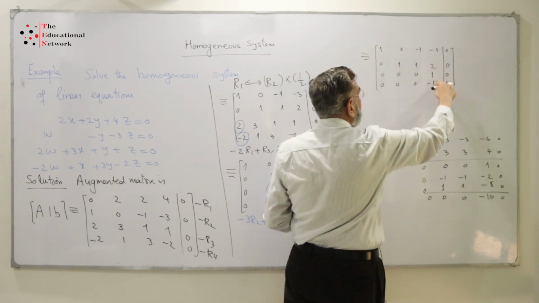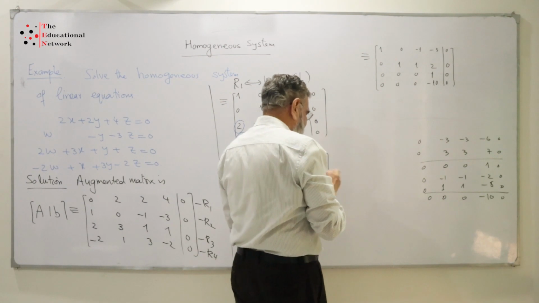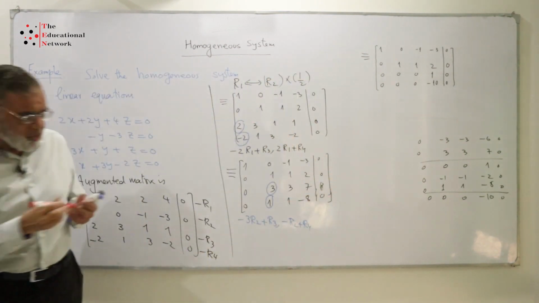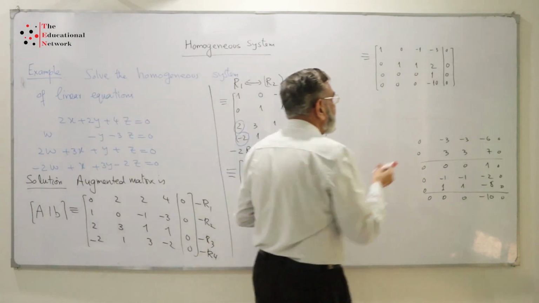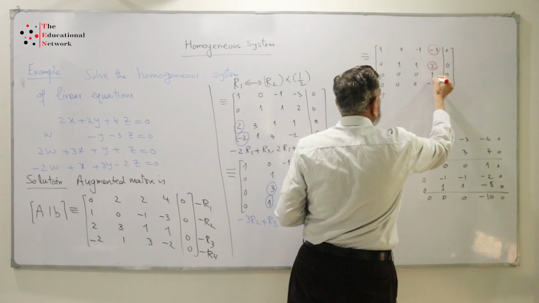I want to make all the values here equal to 0. To do this, I say this is my leading one, and we are going to use that one. And I want to make this one 0, this one 0, and this one 0.